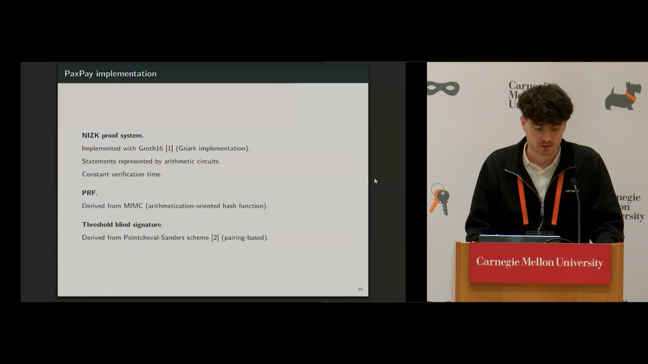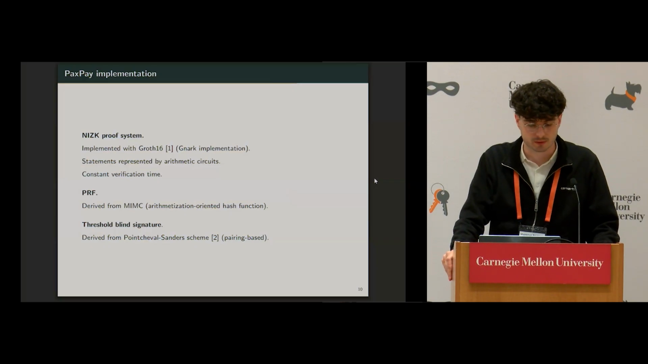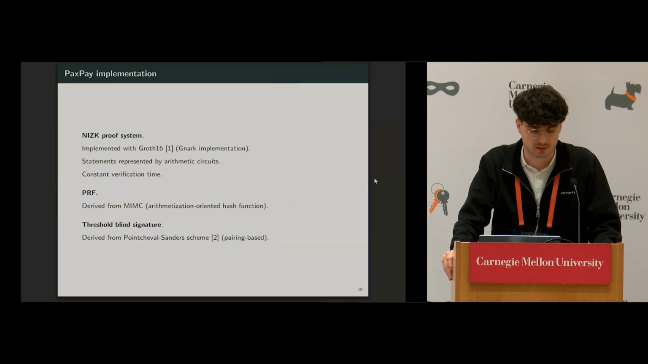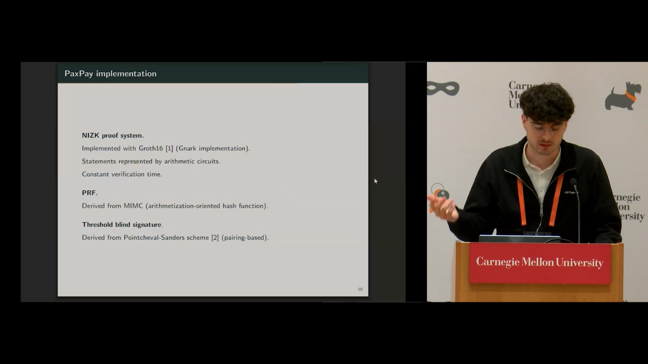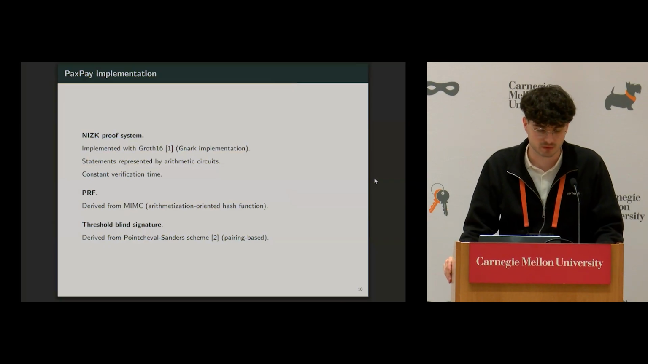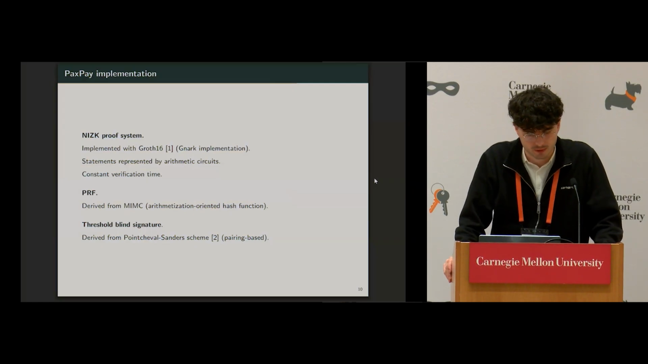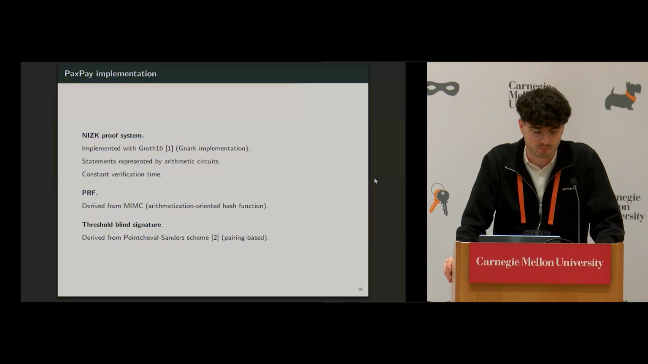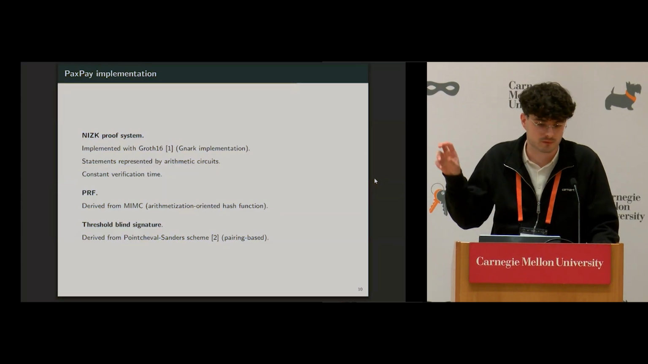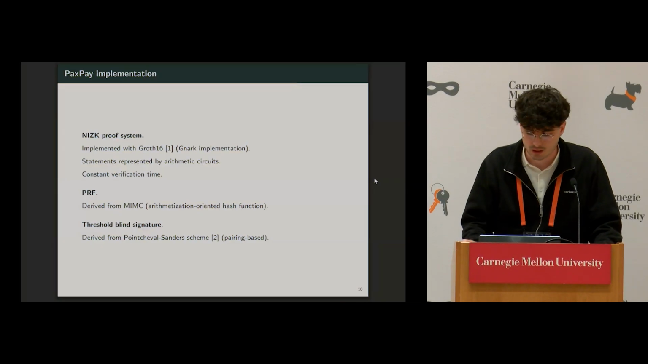For the implementation, we used Groth16 for the zero knowledge proof, which we've seen in the previous presentation, based on arithmetic circuits. The great advantage with Groth16 is that the verification time is constant. The PRF is based on a hash function that is optimized for arithmetic circuits, and the threshold signature is based on pairings.